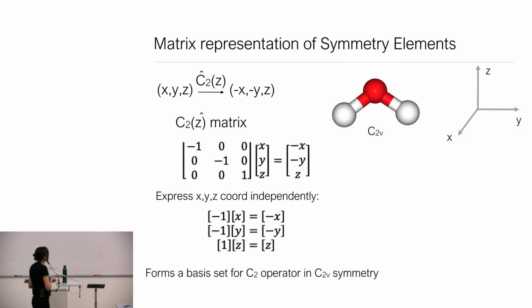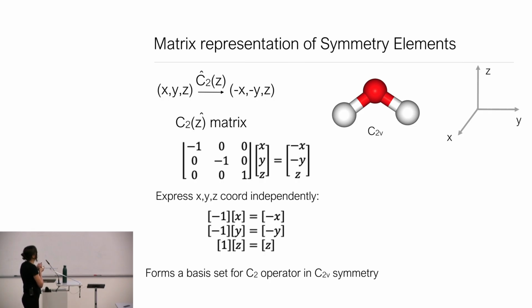Okay, so let's spend a little bit of time looking at the matrix representation of these symmetry elements, because that's in fact where these character tables come from: each operator that we defined can be described as a matrix. And it can be described as a matrix that operates on the XYZ coordinates.